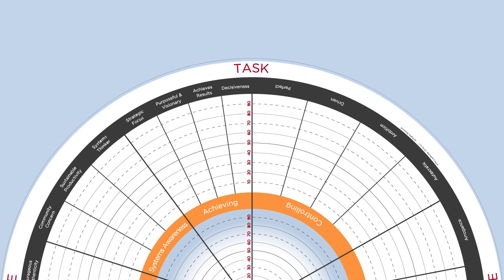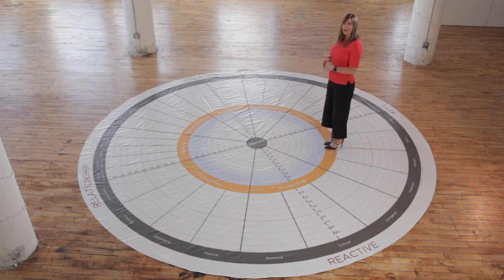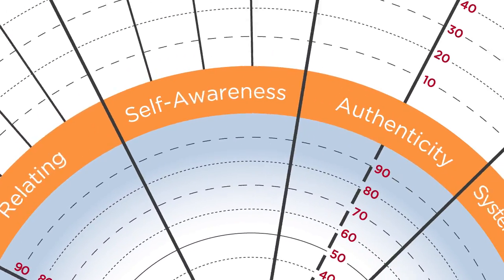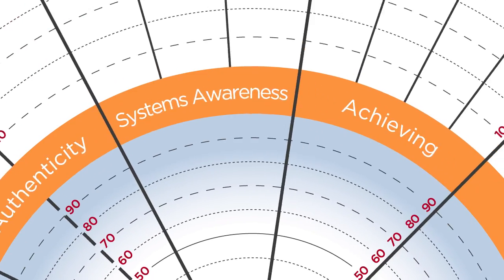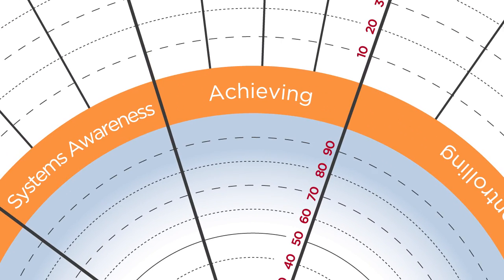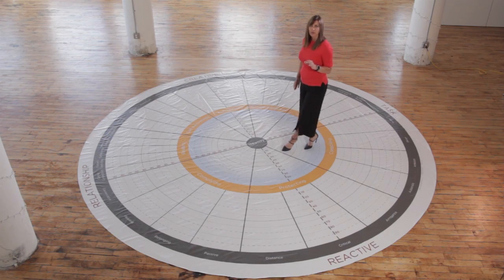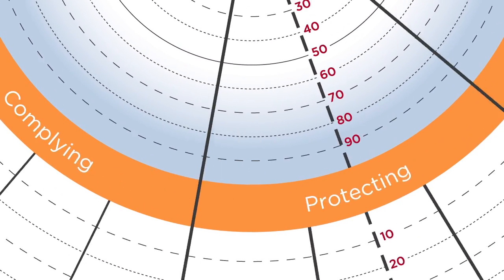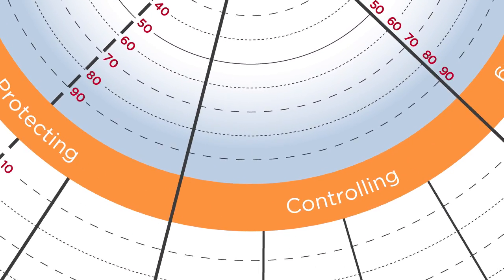The model also has both an inner circle and outer dimensions. The inner circle creative competencies are relating, self-awareness, authenticity, systems awareness, and achieving. Those are the creative inner circle dimensions. The inner circle reactive dimensions are complying, protecting, and controlling.